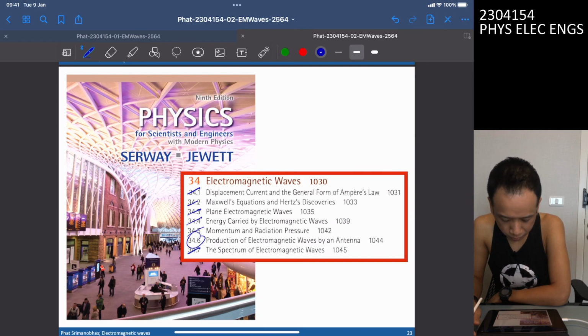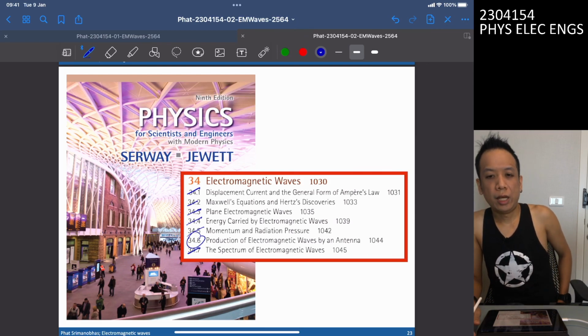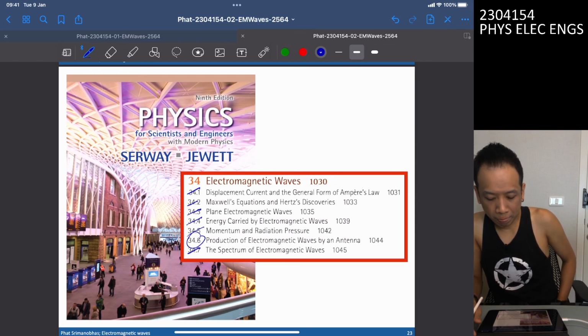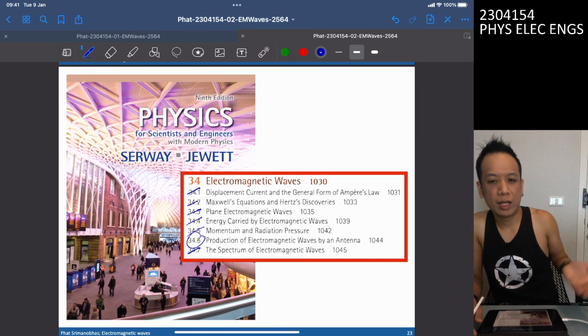Okay, so the next topic will be geometric optics. We are talking about light and the properties of light. So reflection, refraction, interference, and diffraction.